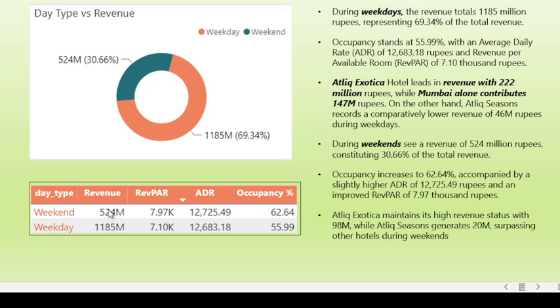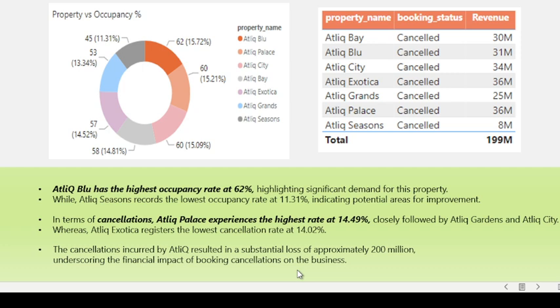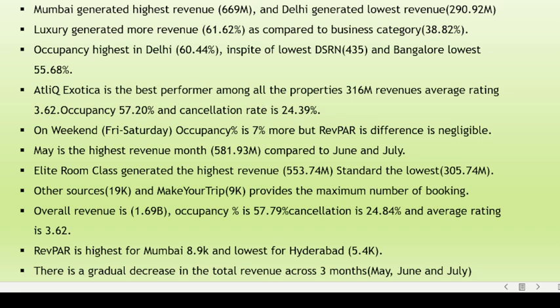Then there is the revenue generated based on the day type. Basically we have weekday and weekend. Weekday we consider as Sunday to Thursday, and weekend is mostly Friday and Saturday. In weekday, the revenue we have obtained is 1185, and the percentage is 69.34. Atliq Exotica leads in revenue at 222 million, whereas Mumbai contributes 147 million. Now, based on these insights we have also reached some conclusions, but we will see those after going to the dashboard.